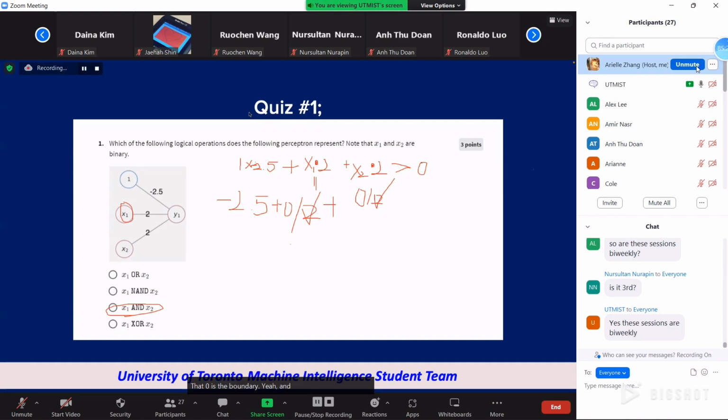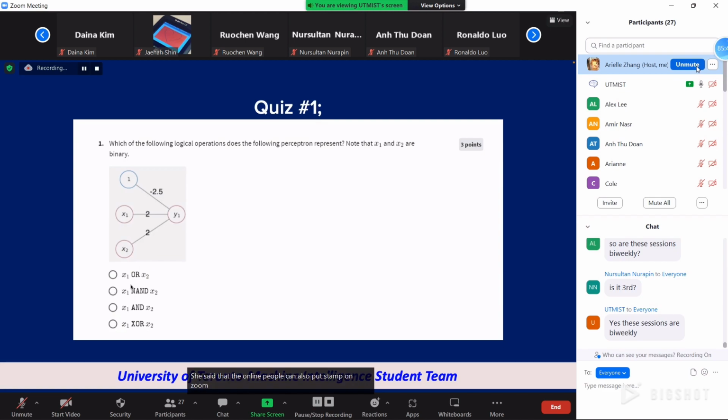Yeah, and I think quiz one is actually a lot about logic operations. So let me try to clear the annotation. I think you can tell online people to put the stamps. Minnie made a really good point. She said that the online people can also put a stamp on whatever option they want to choose. So you guys are free to do that as well. Wait, how do I do it?